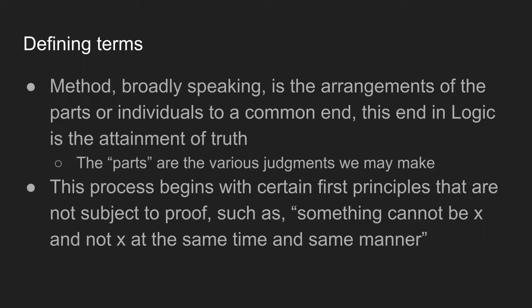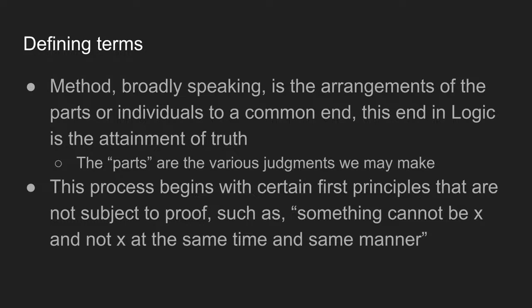So today we're going to be talking about method a bit, the various different methods of reasoning that we can use. Method, broadly speaking, is going to be the arrangement of the parts or individuals to a common end. So the end in logic is the attainment of truth, and the parts that you are ordering are going to be the various judgments that we make. So we're ordering all of these different individual judgments, then also the various apprehensions that we may have, the various premises, and we're taking all of them and ordering them towards finding some sort of truth.